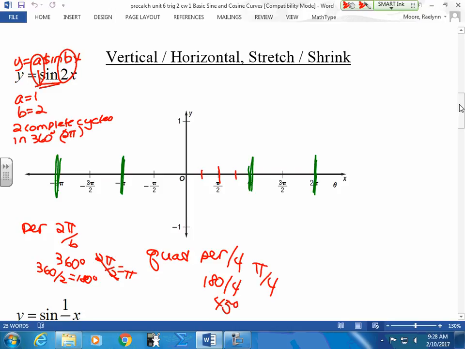Right? So now we're going to look at your sine curve. Stay with me. You'll get this. This is so easy.